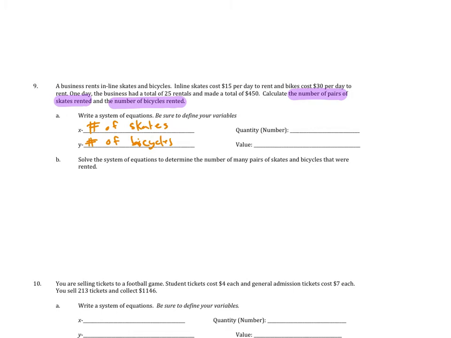Well, I feel like the easier equation is the one that talks about the dollars, right? I know skates are 15, bikes are 30, and the total is 450. Those numbers all go together, that's my value equation. So if I sold $15 per day for some number of skates, that would be 15x. If I sold 2 skates, it would be 15 times 2. If I sold 10 skates, it would be 15 times 10. Plus however much I get for the bicycles, so 30 times y, and I know that total is 450. That's the amount of money, that's the value equation.